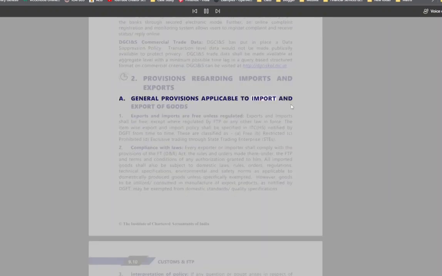General provisions applicable to import and export of goods. 1. Exports and imports are free unless regulated. Exports and imports shall be free, except where regulated by FTP or any other law in force. The item-wise export and import policy shall be specified in ITC, HS, notified by DGFT from time to time.